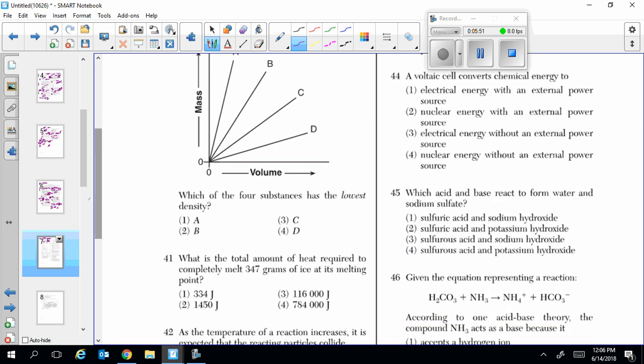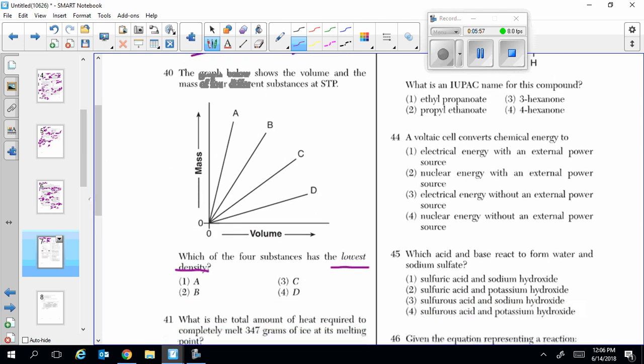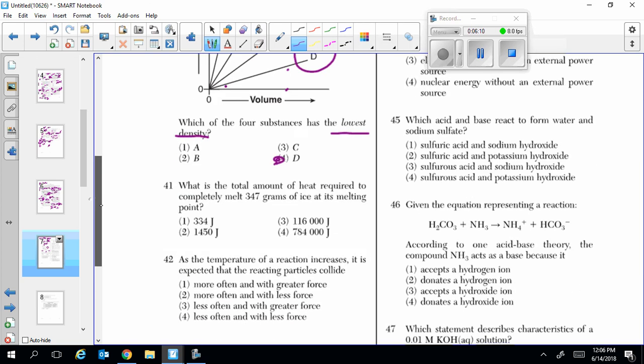Which of the four substances has the lowest density? That means the least mass per volume. A has a lot of mass and a little volume, so A is going to be very dense, which means D is going to have the lowest density. This is the lowest mass with the highest volume.